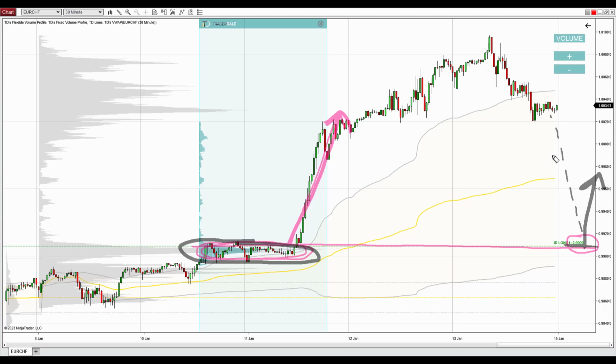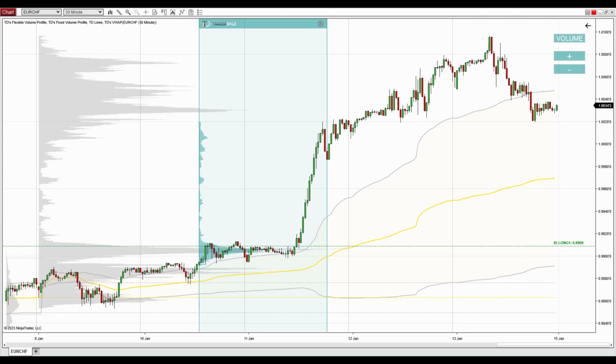What we need to do now is just wait for the price to reach this level and then take it from there.